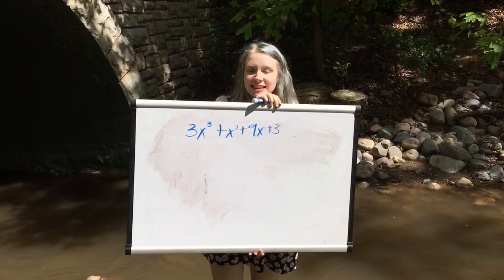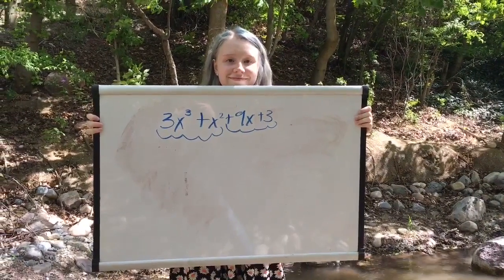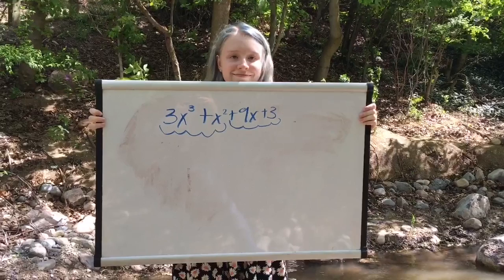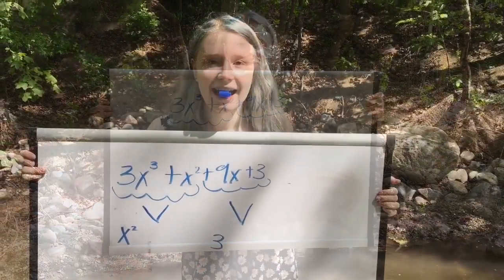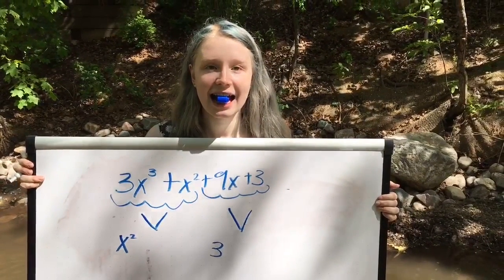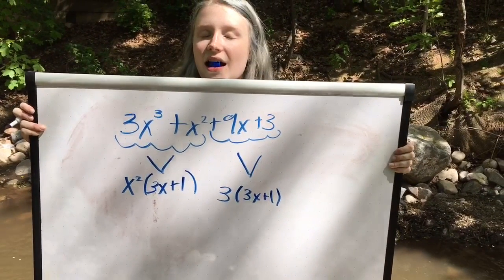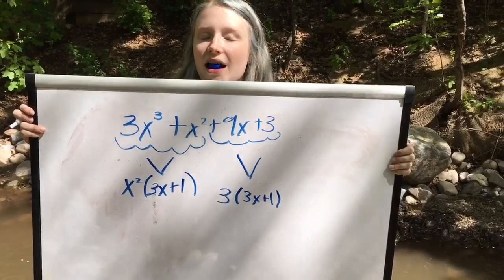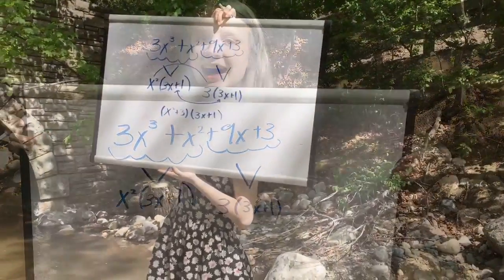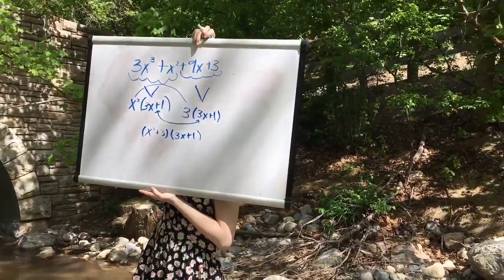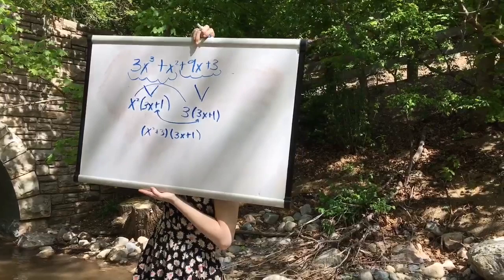This is the last equation. Okay, group the first two and the last two together again. So you can factor out an x squared and a 3. So what you have remaining is 3x plus 1 on both sides. So it's 3 plus x squared and 3x plus 1.